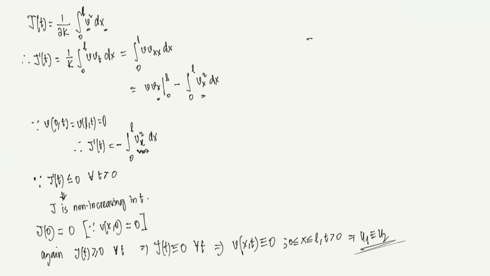If it is not clear, please go back and look at the proof again. This is a very interesting proof, and this J of t, where are we getting it from? We are just getting it from the energy functional. So this is called the energy functional, the energy of the system.